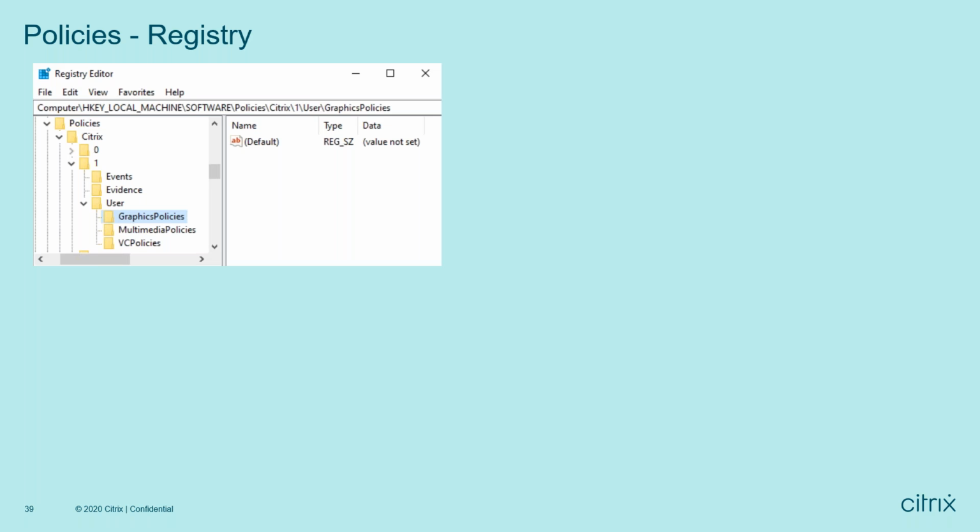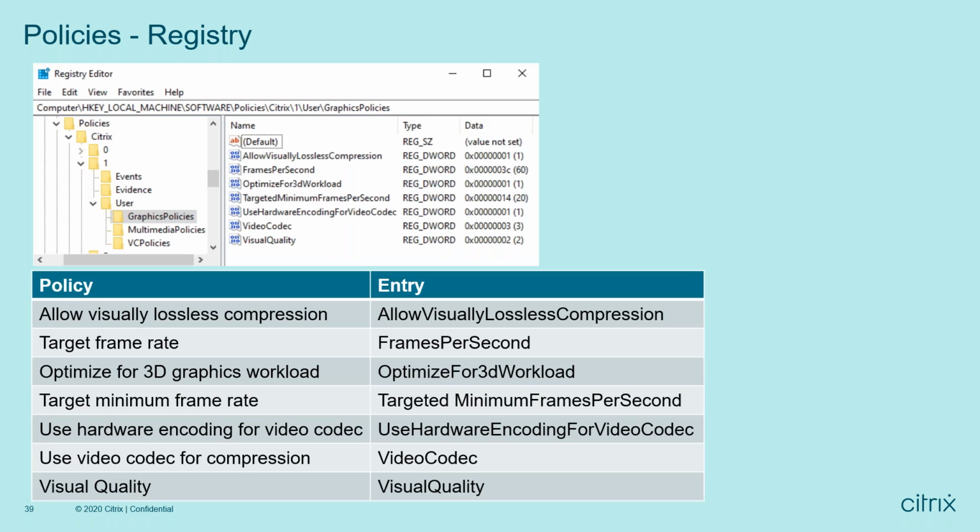Or if we configure the most related ones, it gets much more. So we then have 7 graphics policies available: the lossy visually lossless compression, the target frame rate, the optimized for 3D graphics workload, the target minimum frame rate, the use hardware encoding for video codec, the use video codec for compression, and the visual quality. And you can directly see the settings of the policies.